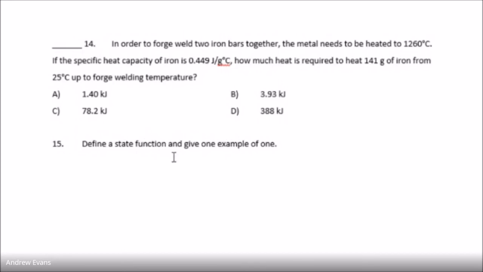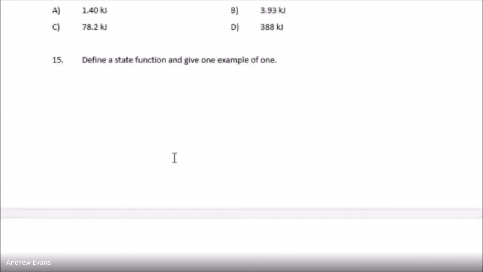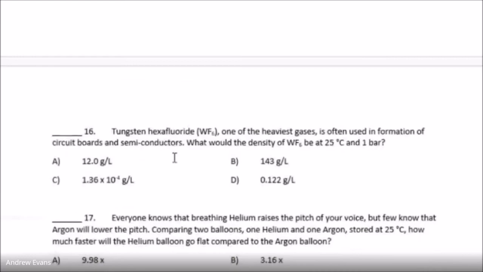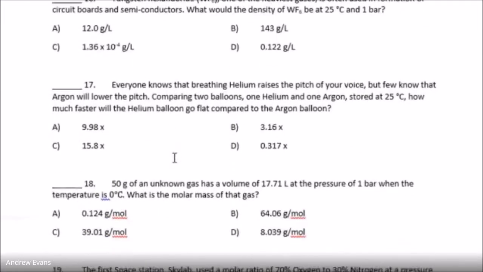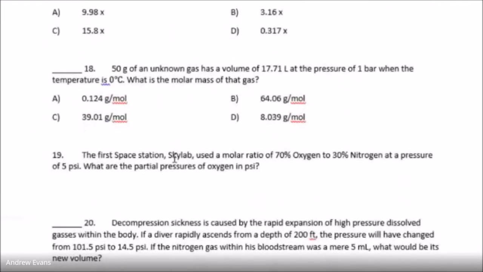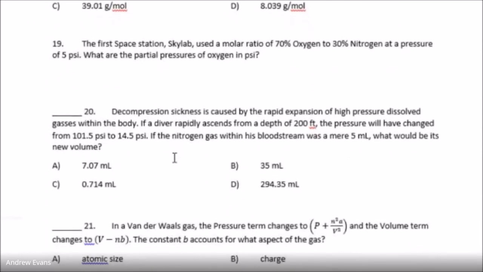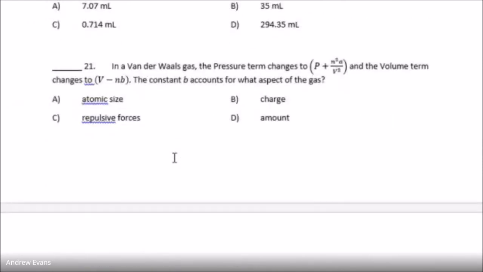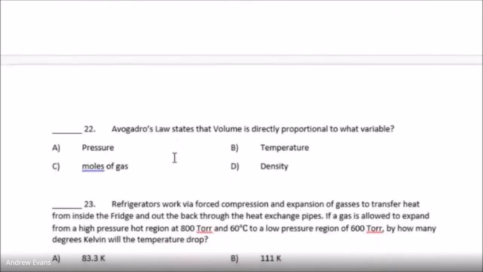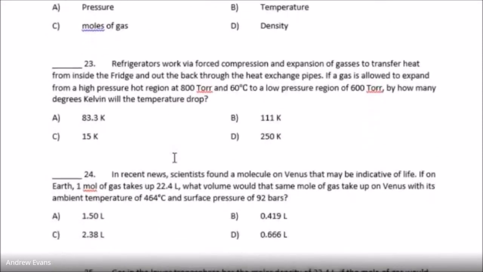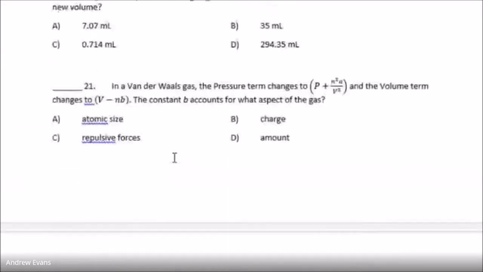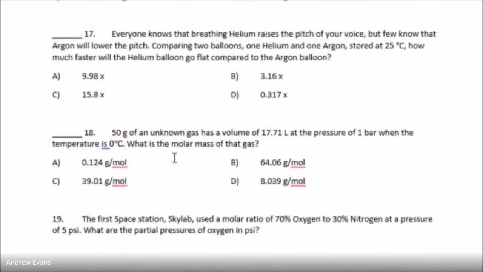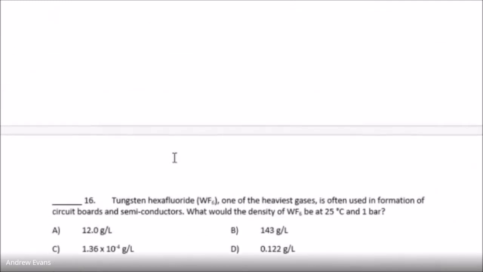So let's look at what we have left. We will continue on Monday, but we have 10 more problems, all dealing with gases. But we will talk about them more on Monday. Okay. Thank you for your time.